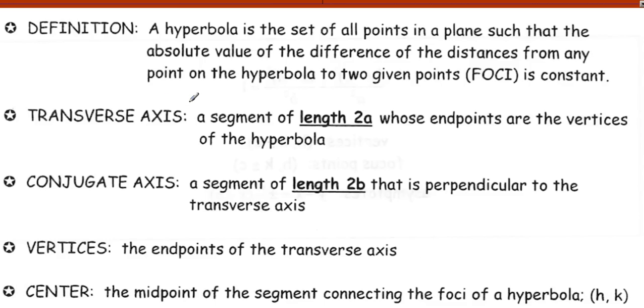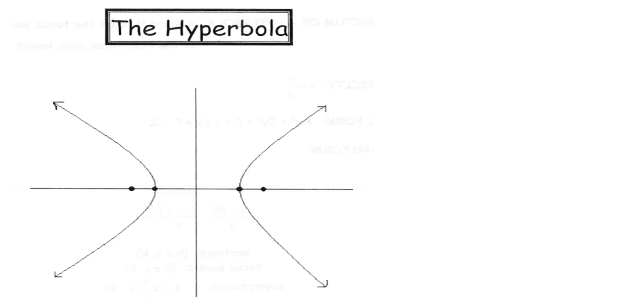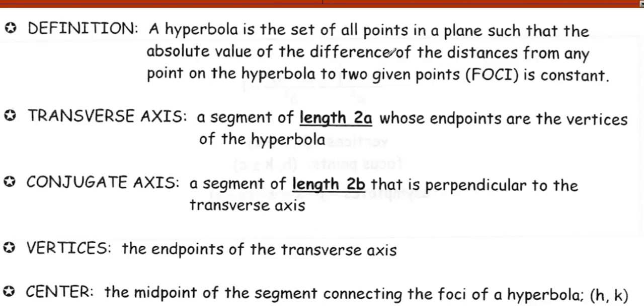A hyperbola is a set of all points in a plane such that the absolute value of the difference of the distances from any point on the hyperbola to two given points is constant. Recall from our study of ellipses that the definition of an ellipse was real similar, the only difference being instead of the difference, it was the sum. So any point on the ellipse was the sum of the distances to the foci. Here we've got the difference of the distances, and to make sure that difference is positive, we take the absolute value of that difference.